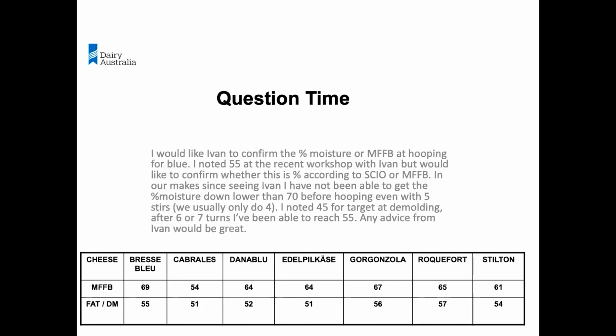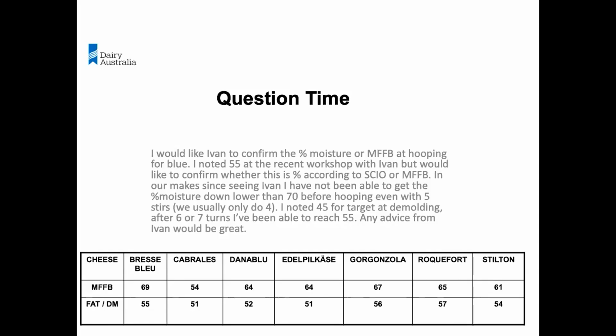So there is probably a misunderstanding in here that noted 55 at the recent workshop, a 55% MFFB. If you look at the bottom version of different values for blue, 55% MFFB is very, very low, only for very dry cheese. So it's probably 55 would be the dry matter and not the moisture. Well, that's probably a confusion in the values.